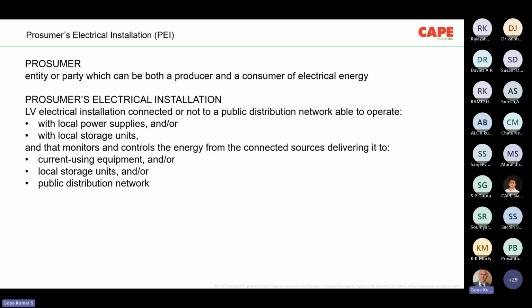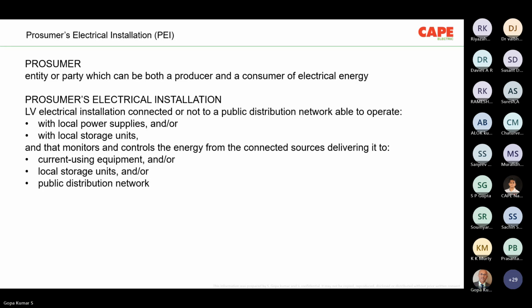Similarly, if you look at prosumer's electrical installation, please note that we are talking about low voltage electrical installation, meaning up to 1000 volt AC or 1500 volt DC. Low voltage electrical installation connected or not connected to a public distribution network, able to operate with the local power supply and/or with local storage unit. This is the prosumer electrical installation, and that monitors and controls the energy from the connected source, delivering it to current using equipment, local storage unit, public distribution network.